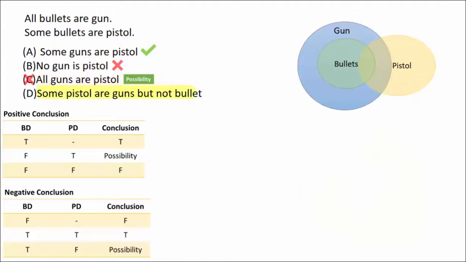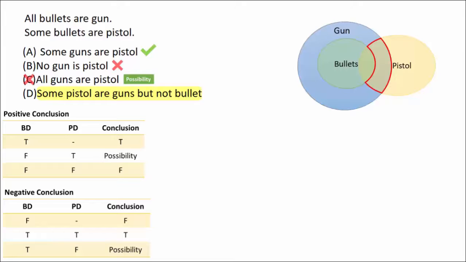Next is some pistols are guns but not bullet. As per the basic diagram, this is true. Look at this region. Here only pistols and guns intersect. Bullets are not there. Some pistols are gun but not bullet is a negative conclusion which is true. So we have to look for the possible diagrams now. Look, here we have to reach a definite conclusion. If it is a possibility or not is not asked in the question. According to the basic diagram, it is true.